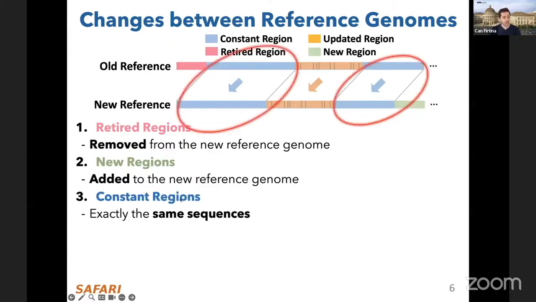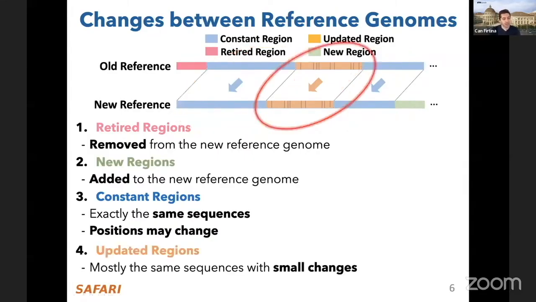So we also have some constant regions that are exactly the same between the old reference and the new reference genome. However, their positions may still change. As we try to illustrate here, this particular exactly matching region is slightly shifted towards the left in the new reference genome, potentially due to the retired and the new regions between the old and new reference genomes. So we may have these shifts because we have these insertions and deletions between the new and old reference genome.